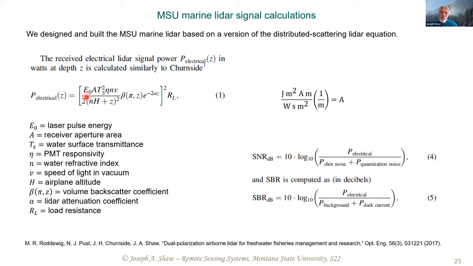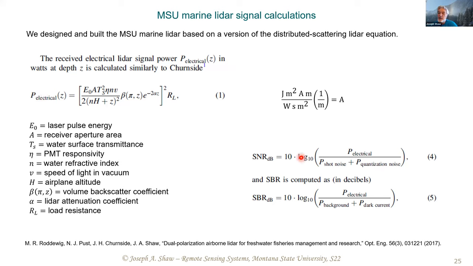Okay, so because this analysis is being done with electrical signal, we have eta, which is the PMT response. That incorporates the quantum efficiency and actually the responsivity, which has units of amps per watt. And so it turns the optical power that's detected into an electrical current. And then we square this, we multiply it by the load resistance, and that turns it into electrical power.